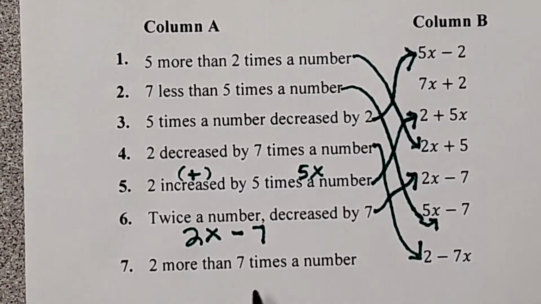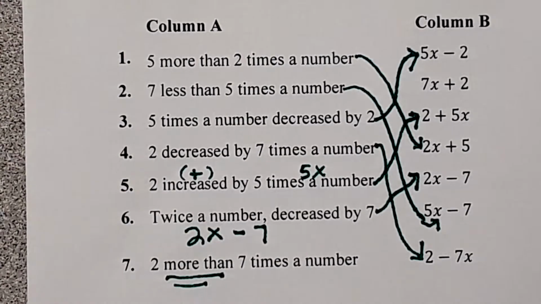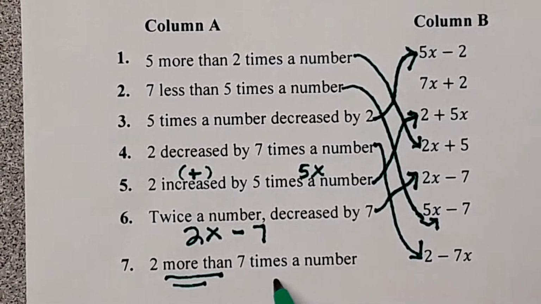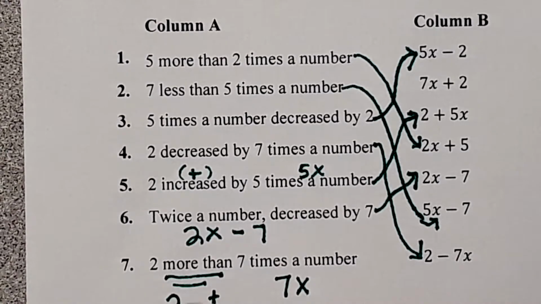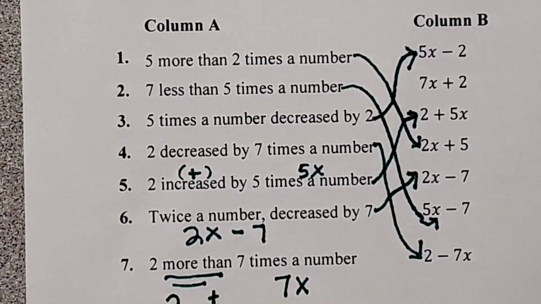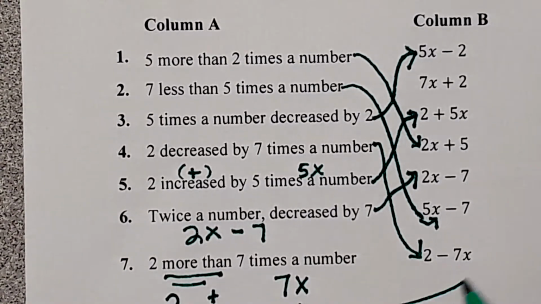And then 2 more than 7 times a number. Because it has more than, we're going to rewrite it. 7 times the number is 7x. 2 more. So we're looking for something like that, but flipped. And that one would be here.